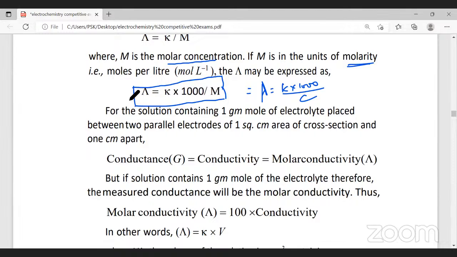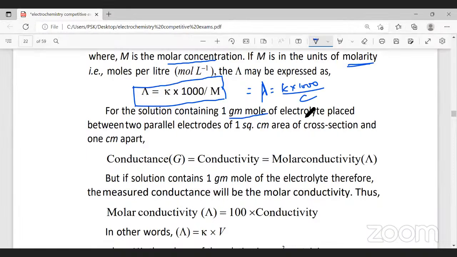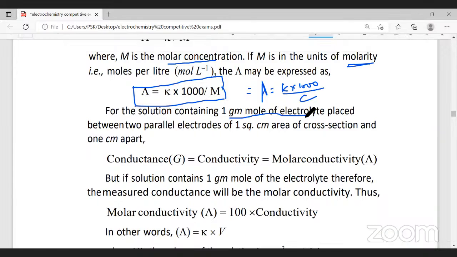For a solution containing 1 gram mole of an electrolyte, placed between 2 parallel electrodes of 1 square centimeter area of cross section and 1 centimeter apart, same thing we learned, this is called molar conductance. I simply told conductivity of 1 molar solution as molar conductance. 1 gram mole of electrolyte means 1 molar. So conductance G is equal to conductivity, that is equal to molar conductivity lambda.